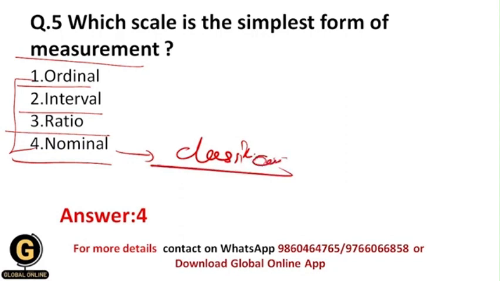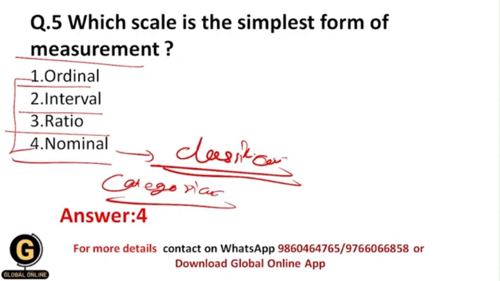You are going to only classify the data here. There is no numerical value you are going to give to the variables. Basically the variables here are categorical variables, and these kinds of variables can't be quantified. You can only classify them according to common characteristics, and that's why this is the simplest form of measurement.